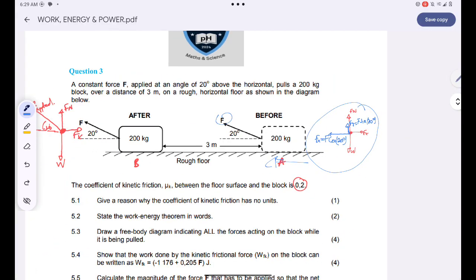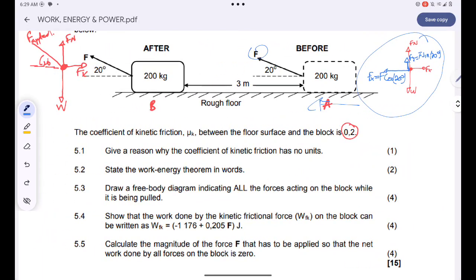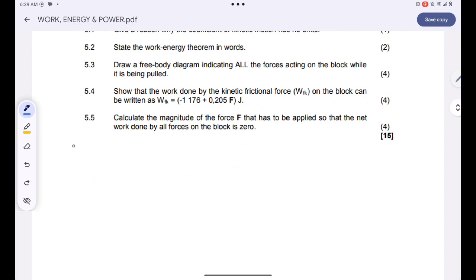Are you together? Okay. Now we must just show that the work done by kinetic friction on the block can be written like that. Work done by kinetic friction. The work done by a kinetic friction, Fk, should be equal to the force in question multiplied by the displacement covered in the direction of the force. For us to start, guys, we must first find the value of kinetic friction. How can you find the kinetic friction?